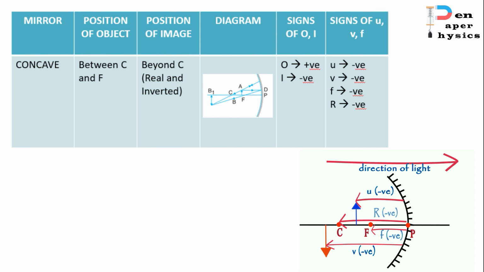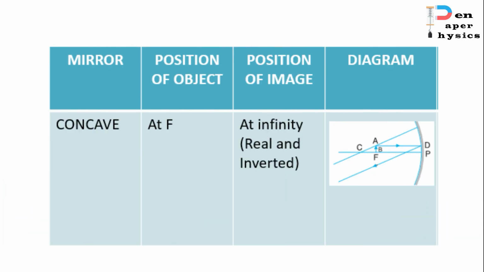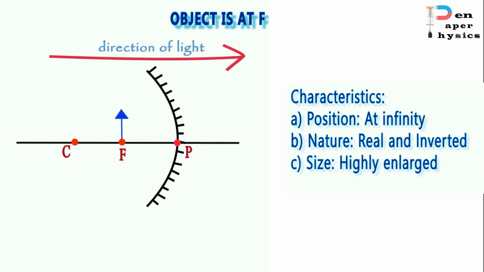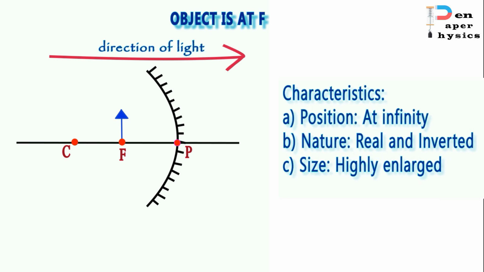So here in this case we can conclude O is positive, I is negative, and U, V, F, R, all of them are negative. The next case that we will learn is the object at F. In this case, the image is produced at infinity and it is considered to be real and inverted. Here also, in the same way, we will take the direction of light towards the right side. For finding U, we have to move in the opposite direction of light, so U is negative.